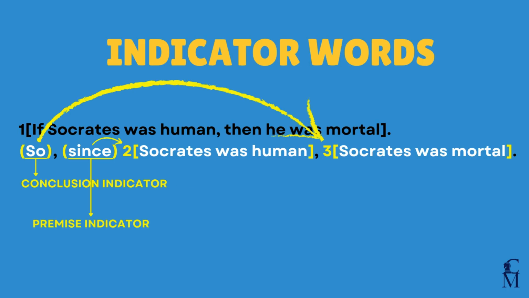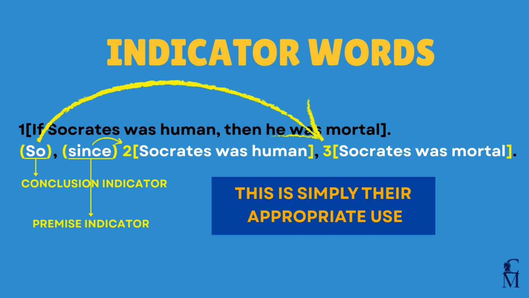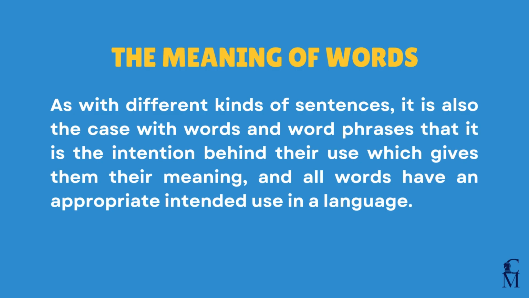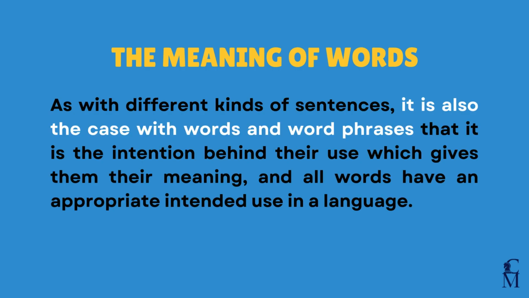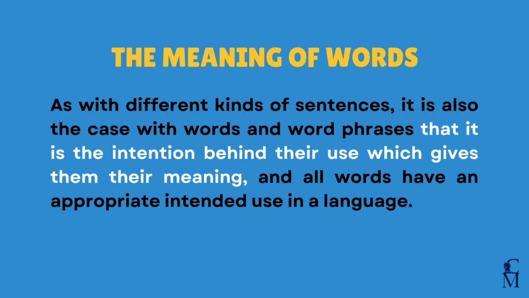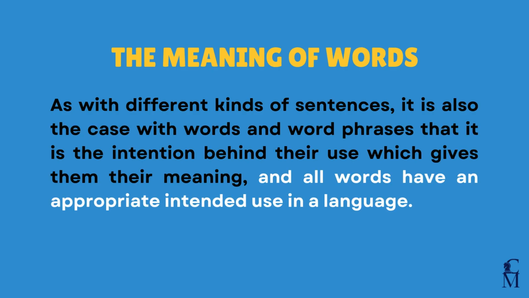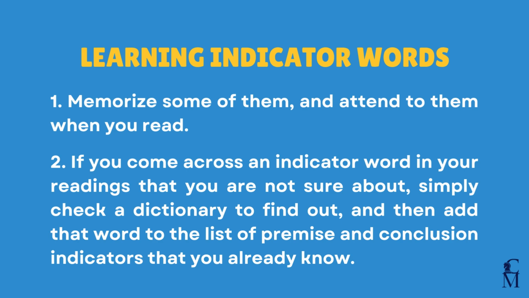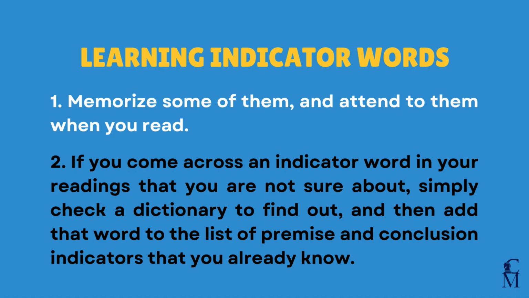We also know so is a conclusion indicator and since is a premise indicator because this is simply how they are used when they are appropriately used in an argument. In other words, as with different kinds of sentences, it is also the case with words and word phrases that it is the intention behind their use which gives them their meaning, and all words have an appropriate intended use in a language. If you are not familiar with premise or conclusion indicators, the best thing to do to start becoming familiar with them is to simply memorize some of them and begin to attend to them when you read.